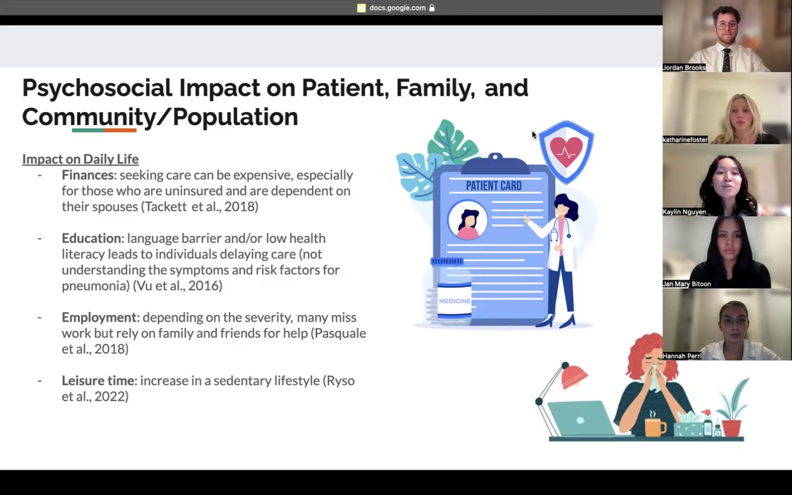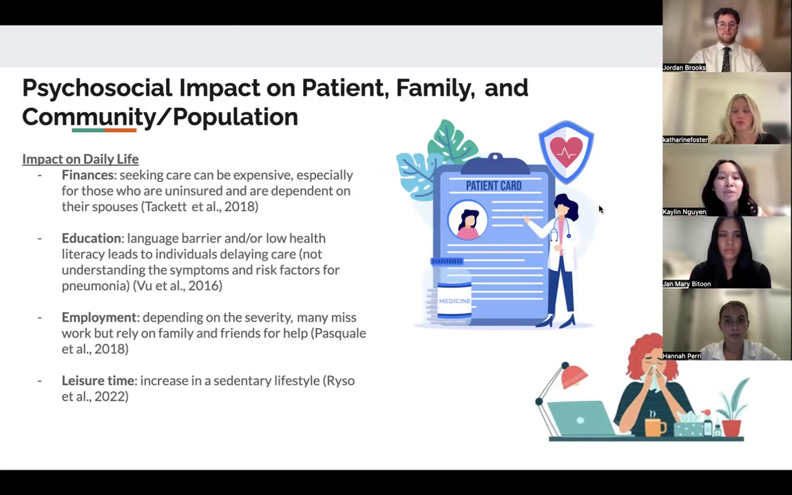So the psychosocial impact that pneumonia has on a patient's family, and the community and population is what I'm going to be talking about today. So the impact on daily life influences people's finances, education, employment, and leisure time. In terms of finances, seeking care can be expensive, especially for those that are uninsured or underinsured, and those that are dependent on their spouses.